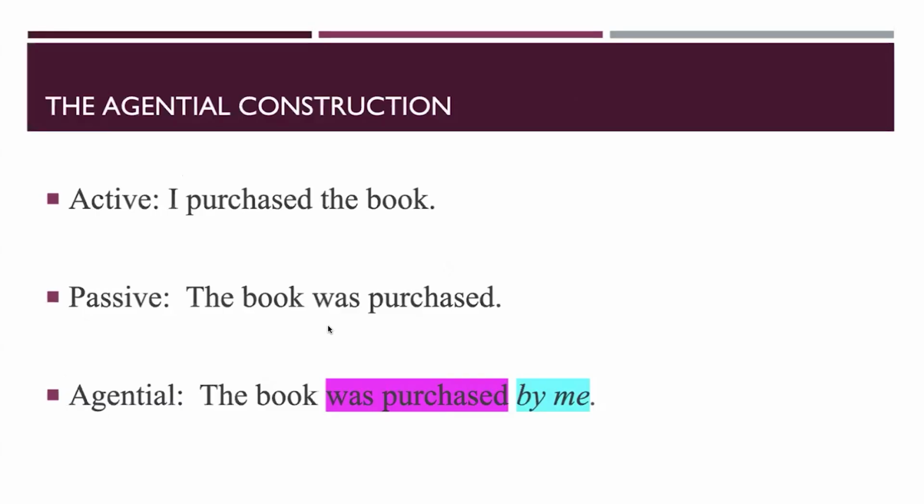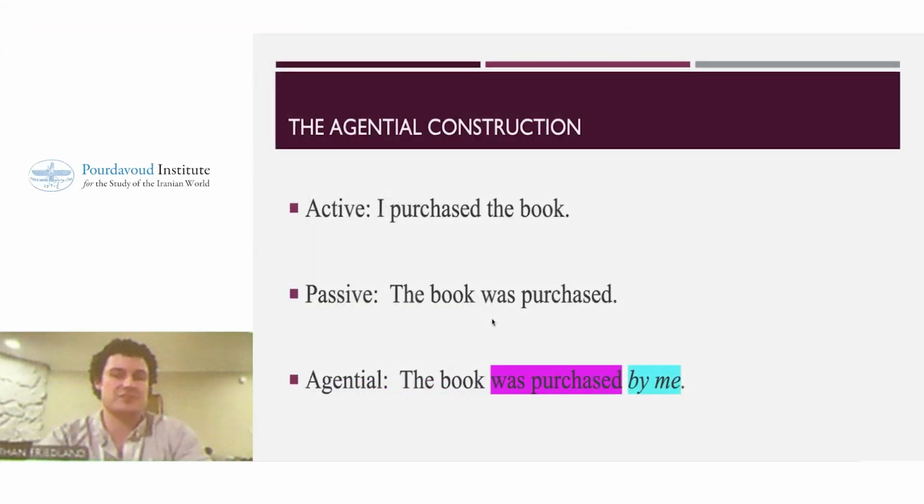The agential is a passive verbal construction that makes use of an agent to indicate the performer of the action. A simple passive construction reads, "the book was purchased." An agential construction reads, "the book was purchased by me." Here, the transitive passive verb matches the subject, the book, and the agent, me, is in an oblique case representing the actor behind the action.